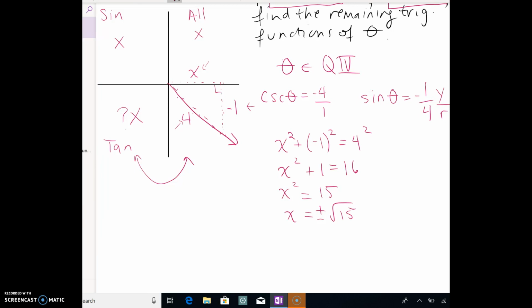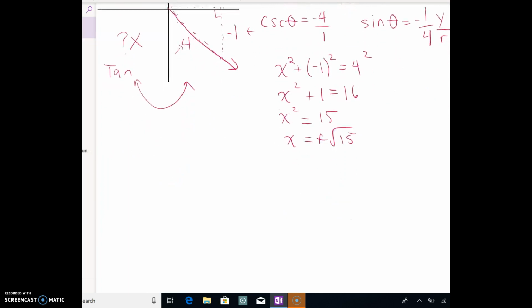Now the question we want to answer here is, is x going to be positive or negative? We know that x is going to be positive because we are in quadrant 4, so we can get rid of this negative bit. So x is equal to positive square root of 15. Okay, so let's find the trigonometric ratios based on this information. We know that x is the square root of 15, y is equal to -1, and r is equal to 4.